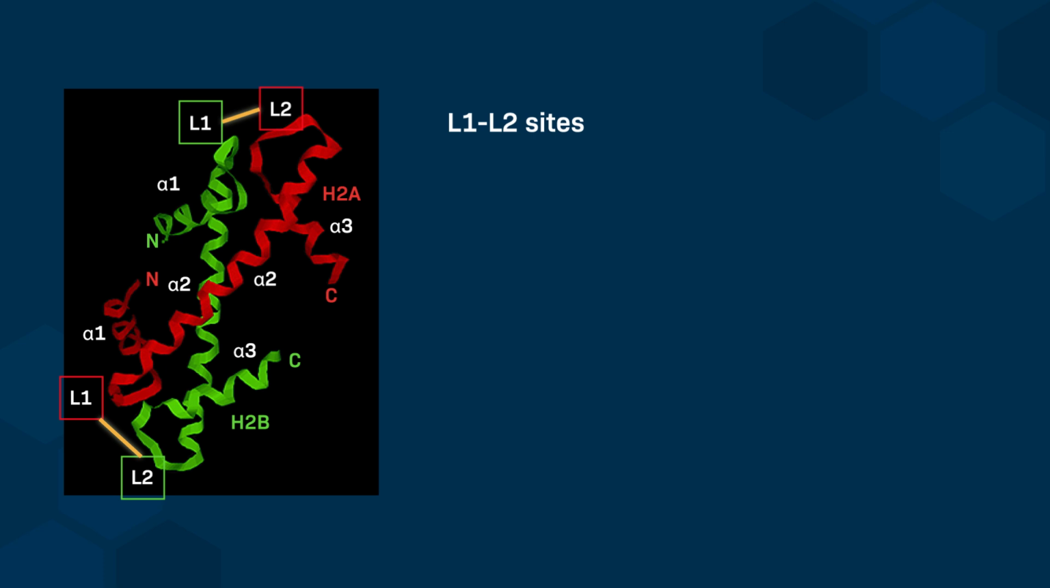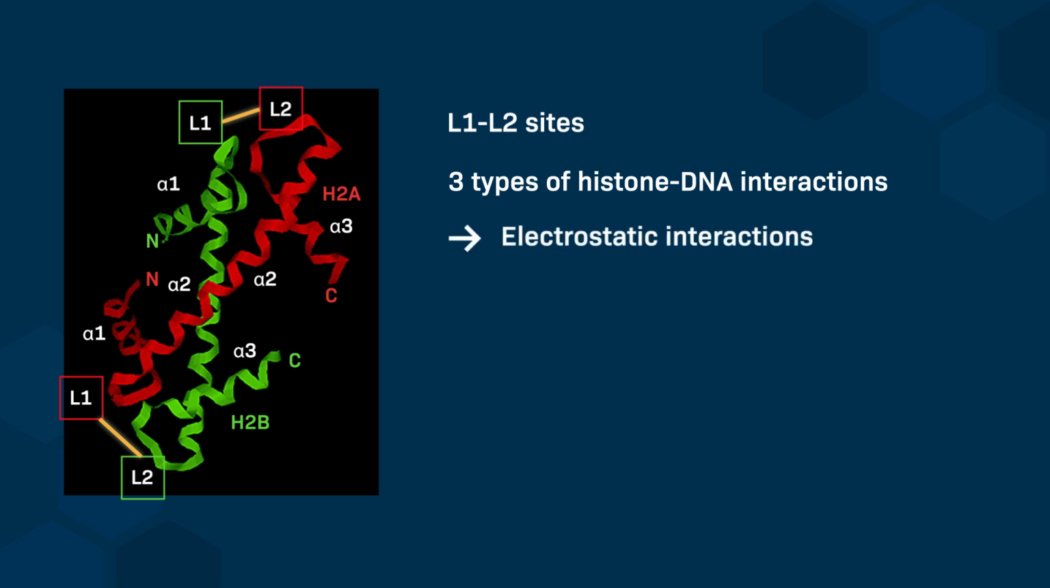And once again, there are three major types of interaction between the L1, L2 sites and the DNA. There are electrostatic interactions between the N-terminal of the alpha-2 dipole for all of the histones and the phosphate groups from the DNA backbone. There are also hydrogen bonds between the DNA and nitrogen atoms of the histone polypeptide backbone. If you look at the structure of a protein, the backbone of the protein has nitrogen groups that are part of the peptide bonds. These nitrogen groups can form hydrogen bonds with DNA molecules.